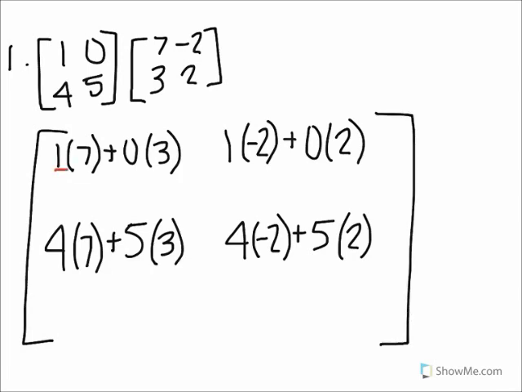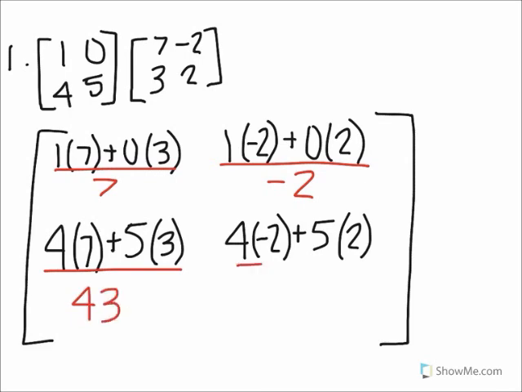So the answer for this one is 7. For this one, it's negative 2. For this one, it's 43. And for the final one, it's 2. So your final answer would be 7 over 43 and negative 2 over 2.